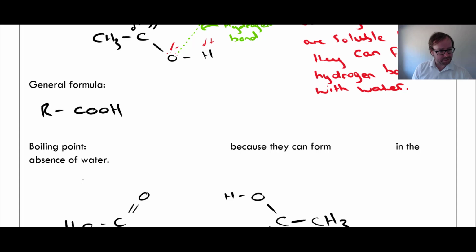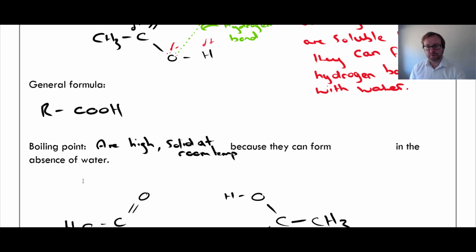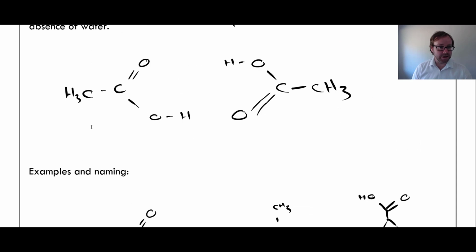Moving on, so boiling points. Carboxylic acids have high boiling points, and they are solid at room temperature. This is because they can form dimers in the absence of water, so they form dimers with each other. I've drawn two carboxylic acids out here, a molecule of ethanoic acid here, and a molecule of ethanoic acid here. I'd like you to just think about where the dimers might form.